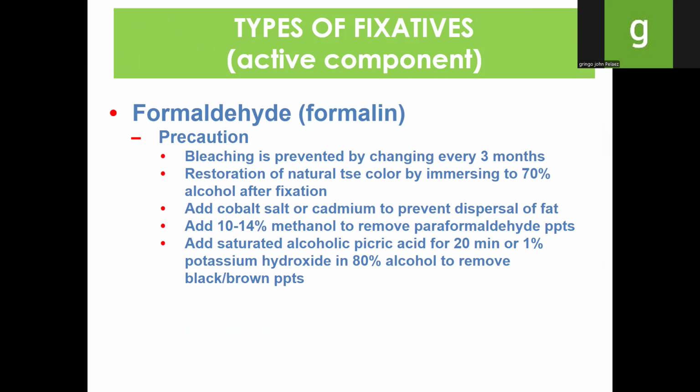Bleaching is prevented by changing it every 3 months. Restoration of the natural tissue color by immersing in 70% alcohol with fixation. You should add cobalt salts or cadmium, which will prevent the dispersal of fat. You can also add 10 to 14% methanol to remove paraformaldehyde precipitates, and also saturated alcoholic picric acid for 20 minutes, or 1% potassium hydroxide and 80% alcohol to remove the black and brown precipitates.